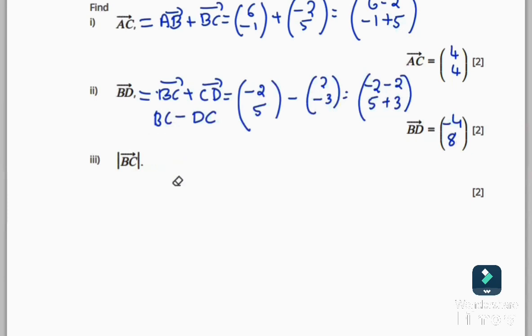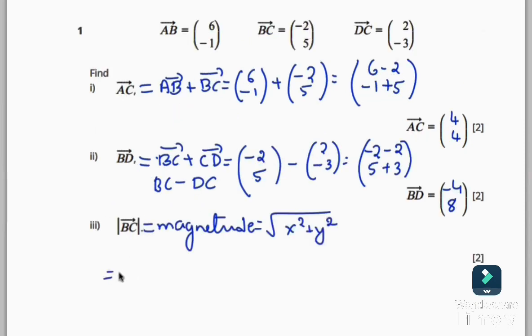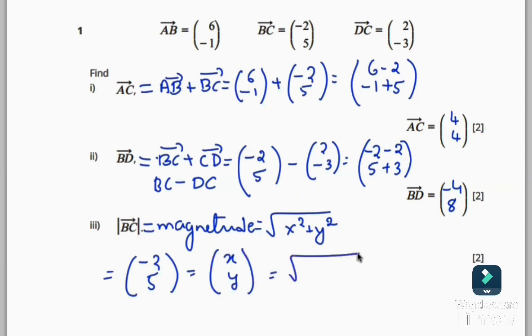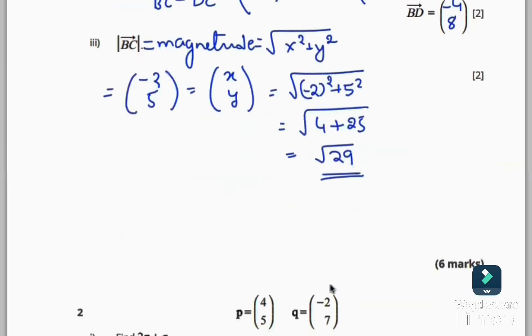Then it says that you need to find the magnitude of this vector. The magnitude is given by the formula: the square root of the x component squared plus the y component squared. So here BC is given by the vector (-2, 5). Your first component is the x component, the second one is y. Therefore, we can take it as (-2) squared plus 5 squared, which is 4 plus 25. So it will become the square root of 29.